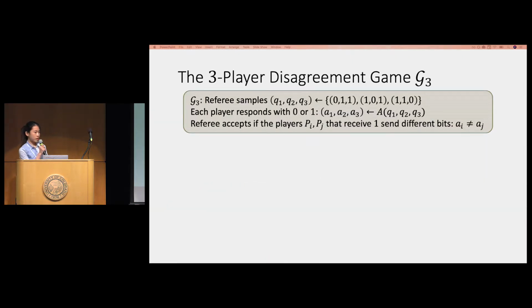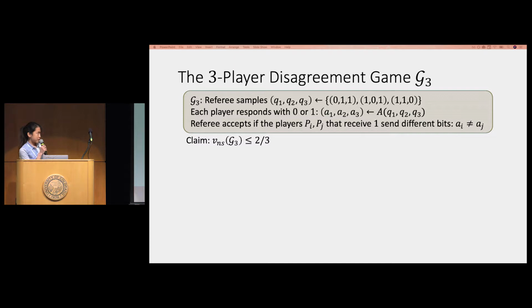So the game that we're going to consider today is going to be called the Disagreement Game. How it goes is the referee is going to sample a set of queries from 011, 101, and 110. And each player is going to respond with a bit. And the referee will accept if the two players that receive a 1 send back different bits. So the referee will accept if these players disagree.